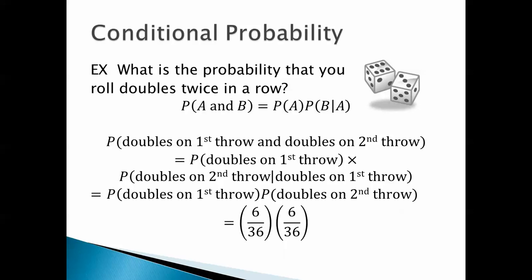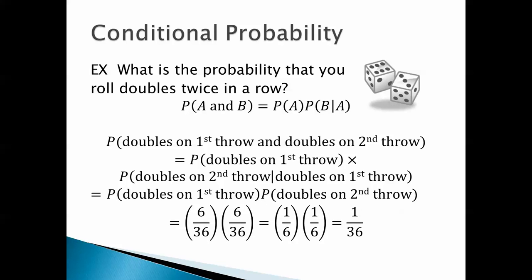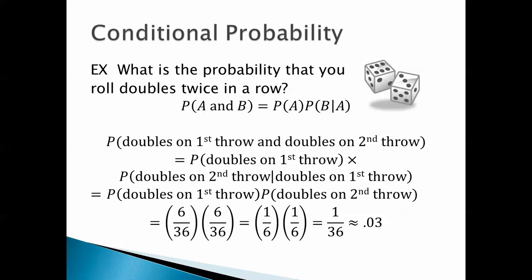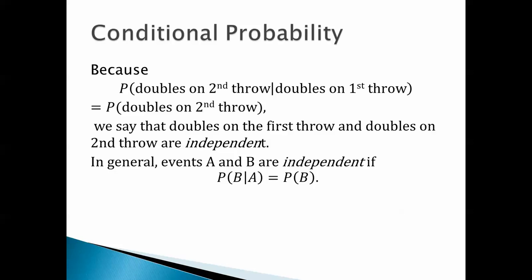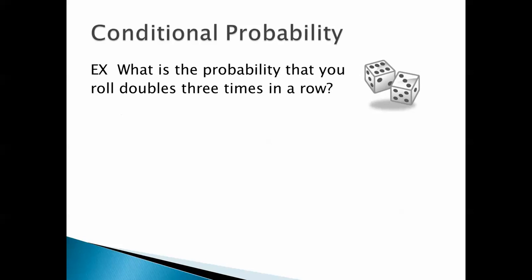And this is 6 over 36 times 6 over 36, which is a sixth times a sixth. In other words, 1/36. That's about 0.03. Now, in this particular problem, because the probability of doubles on the second throw given doubles on the first is the same as the probability of doubles on the second, we say that doubles on the first and doubles on the second are independent. In general, events A and B are independent if the probability of B given A is the probability of B. In other words, the probability of B is the same whether or not A occurs.